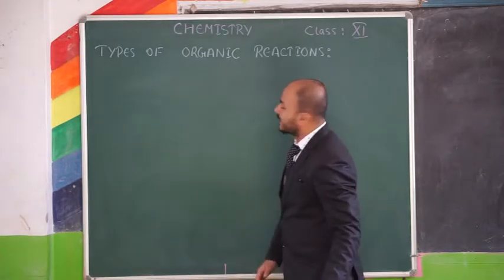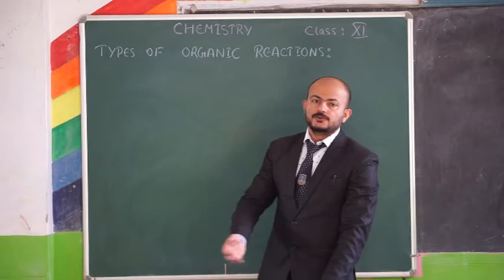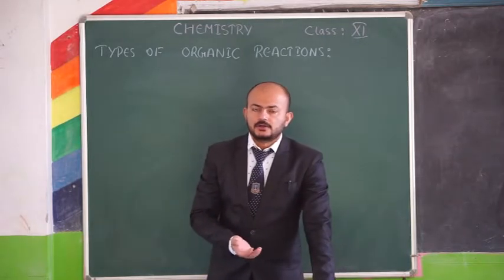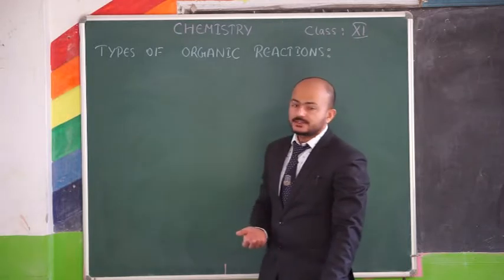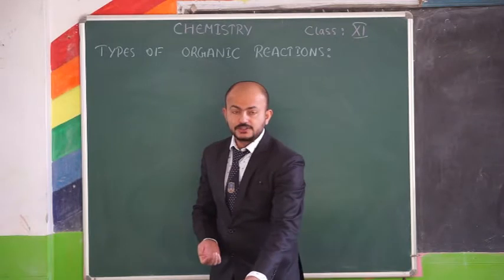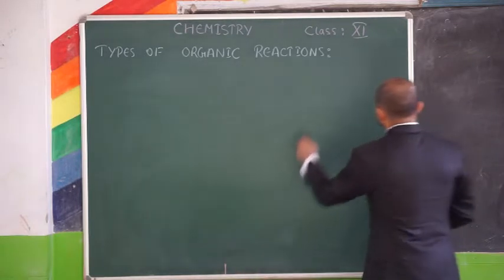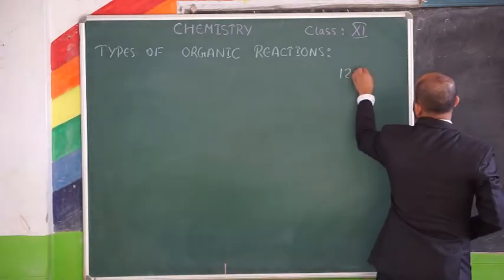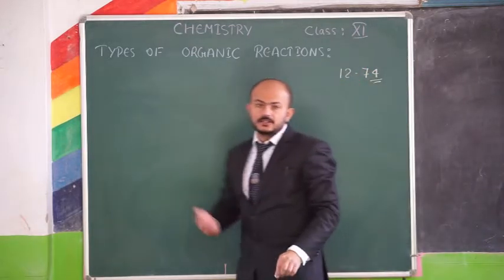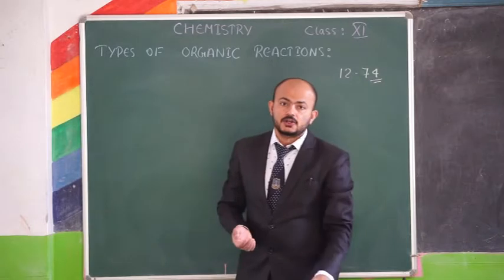Types of organic reactions. In general, there are 7 types of organic reactions, and for this please refer to page number 12.74. Refer to this page number, and here you will find all these types of reactions.